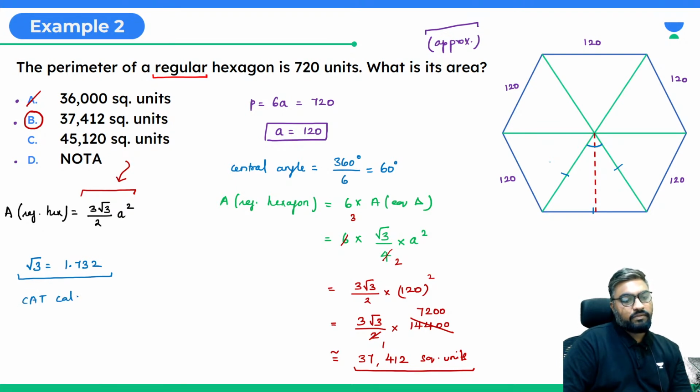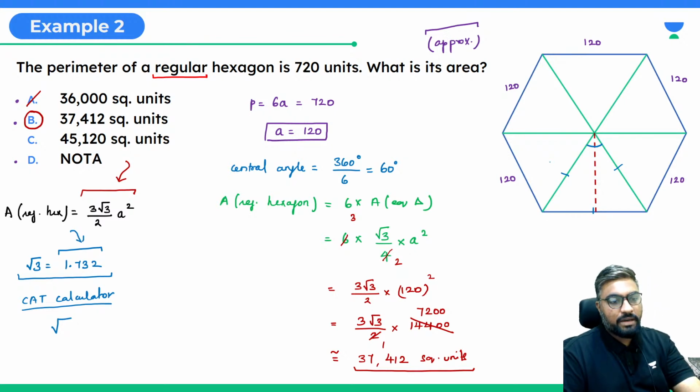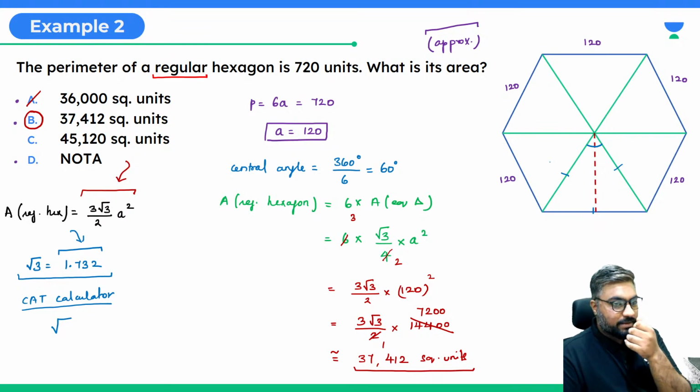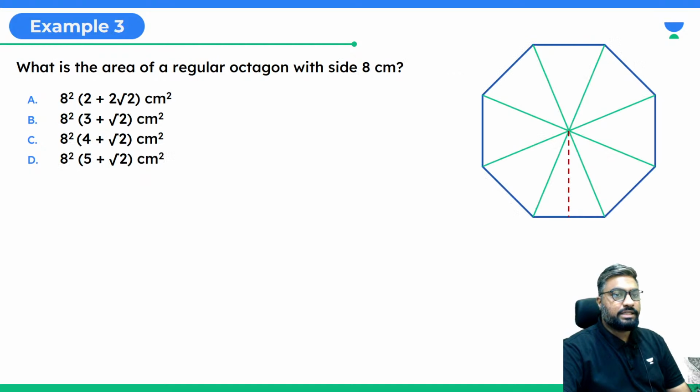CAT calculator will give you a square root function, so you can directly also enter this. Okay, CAT calculator में square root होता है. ठीक है. Without calculator तो फिर आपको याद रखना पड़ेगा. You'll have to remember this. Without a calculator you'll have to remember. Yes, at least approximated value आप याद कर सकते हो. Okay, done. चलिए next question.